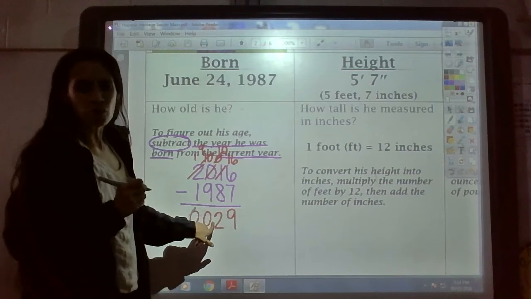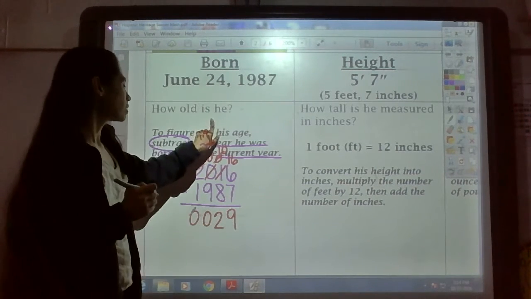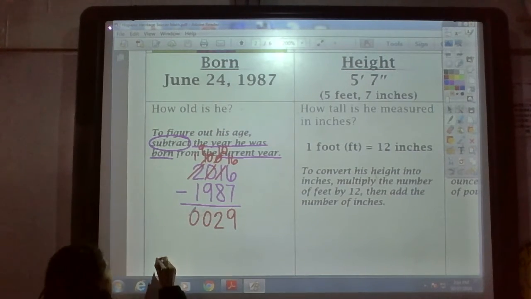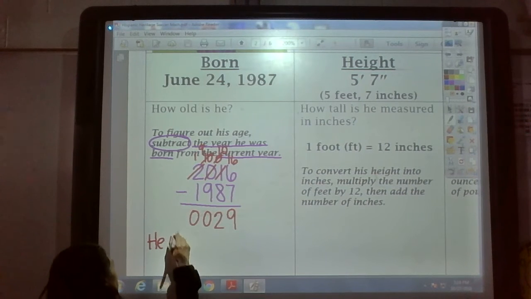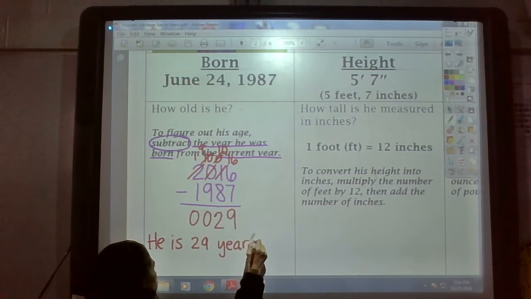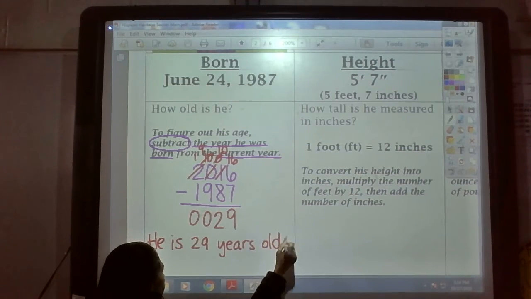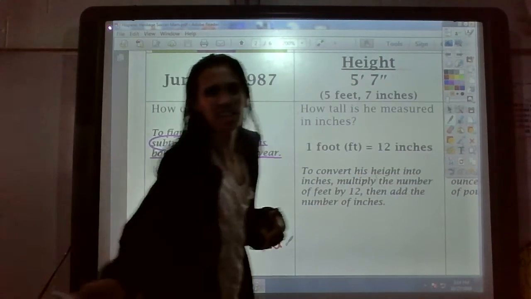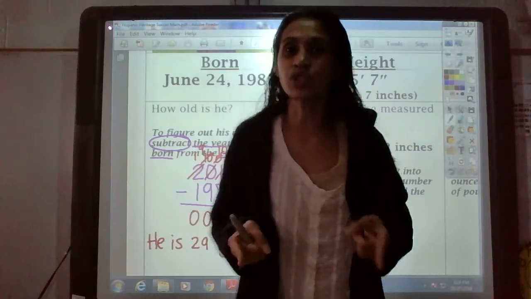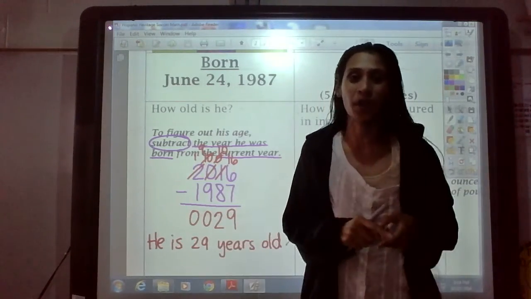And what is our unit for that? How old is he? 29 years old. So I'm going to write that out. He is 29 years old. I wanted to write a sentence for my answer. You can write a sentence as well. If you don't, make sure you have the unit with that 29.